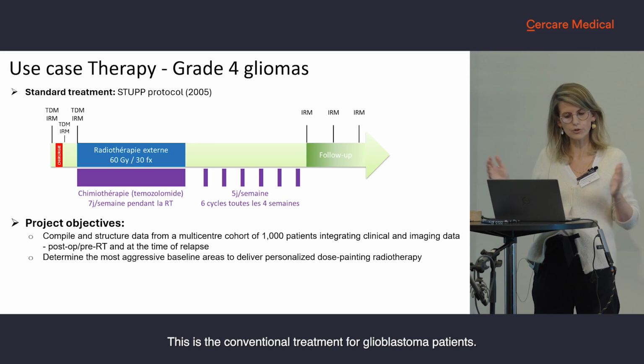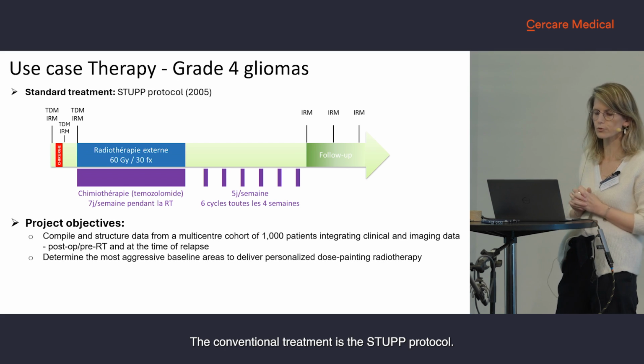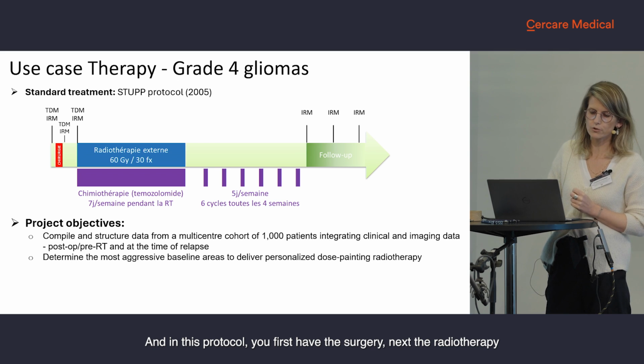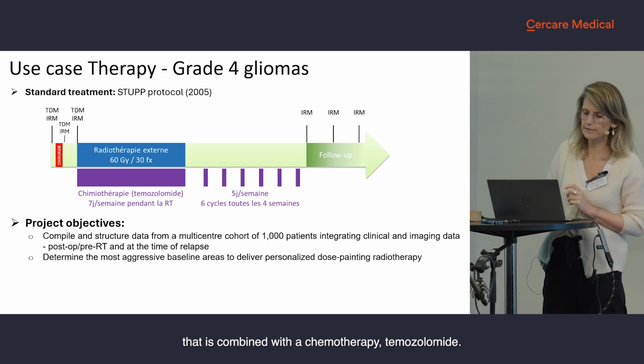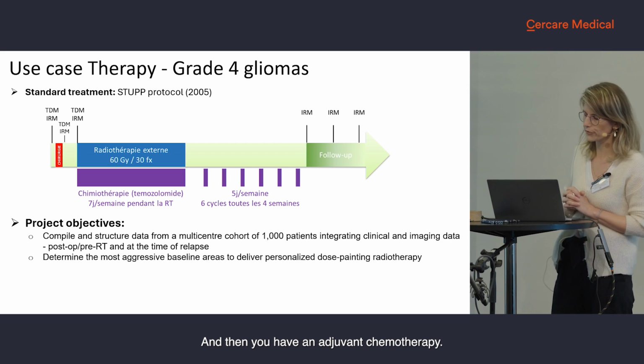This is the conventional treatment for glioblastoma patient. The conventional treatment is the STUP protocol. And in this protocol, you have first the surgery, next the radiotherapy that is combined with a chemotherapy, it's temozolomide, and left you have an adjuvant chemotherapy.